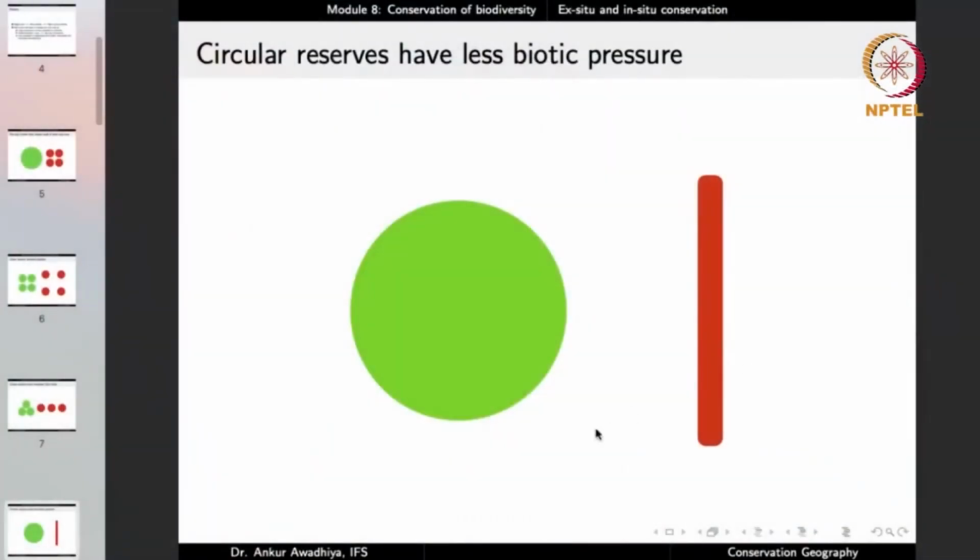Now we created a reserve to protect and conserve the wild animals from these influences. So if these influences are able to reach every nook and corner of the reserve, then it does not make any sense to create a reserve in the first place. And so we always prefer to create circular reserves because they have less of these biotic pressures.